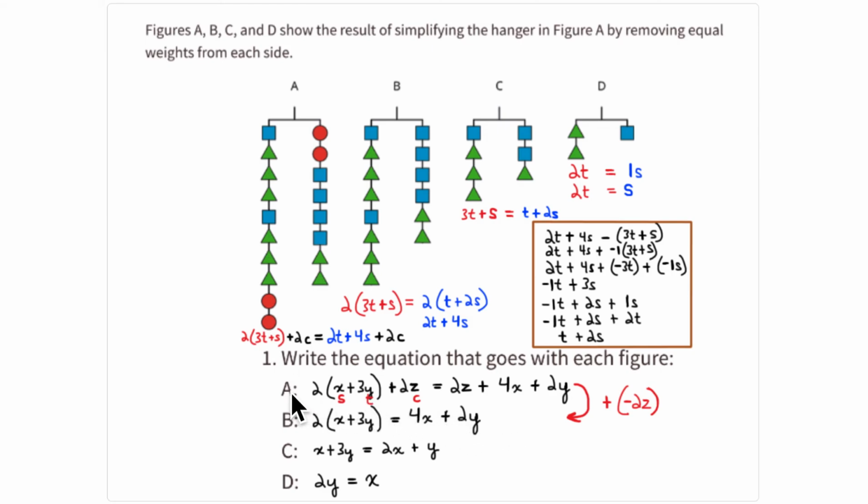Now what we're going to do is work our way down from A to D and solve the equation, get down to what's the value of x. So to get to B, we're going to add a negative 2z to each side. To get rid of this 2z, we add a negative 2z to each side. And that leaves us with 2 times x plus 3y, equal to 4x plus 2y.